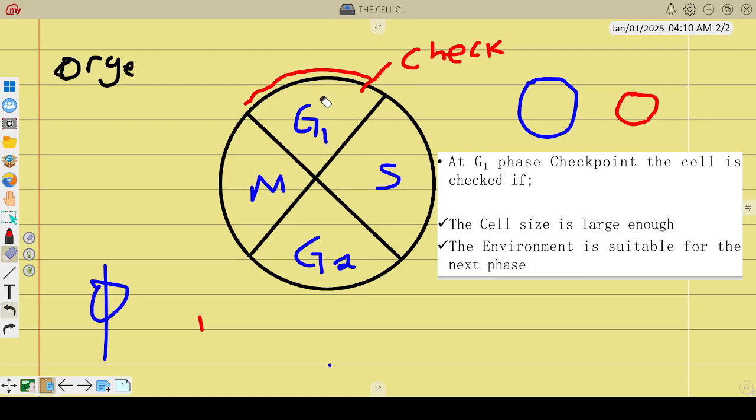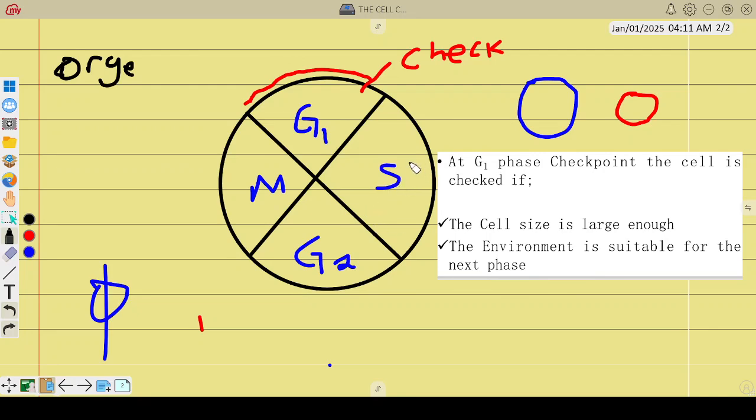So if the cell at this point has pathogens, or things which will make replication not take place, then the cell won't go to the next phase. Yeah, so we just take the basics and we proceed. So this is it on G1.